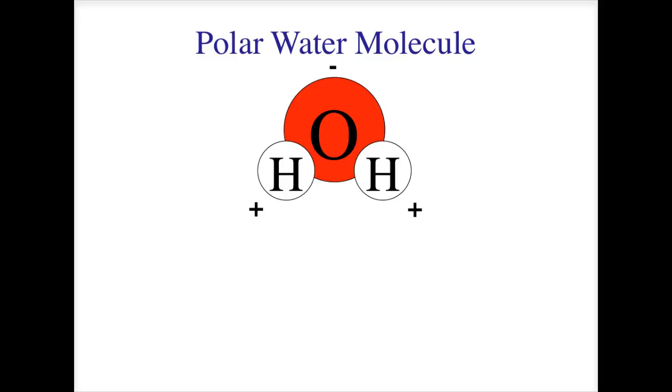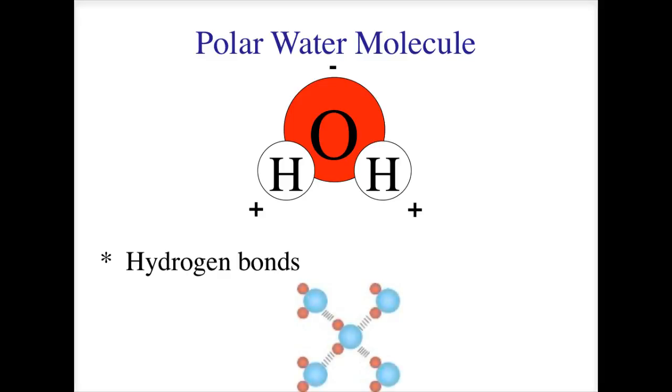This means that on one side, the oxygen side, it has a slightly negative charge to it. The other side, where the hydrogens are, has a slightly positive side. So there are two opposite charges on there. This allows water to form hydrogen bonds. This is the attraction between the hydrogen atoms of one water molecule and the oxygen atoms of other water molecules that happen to be nearby it.